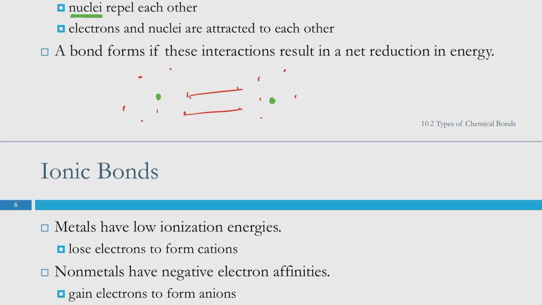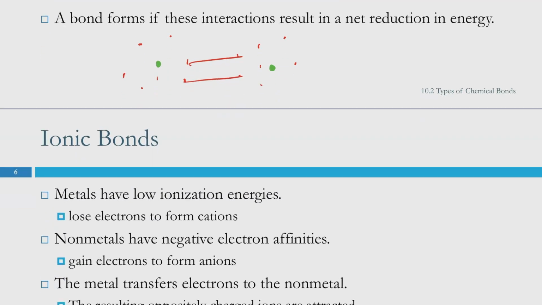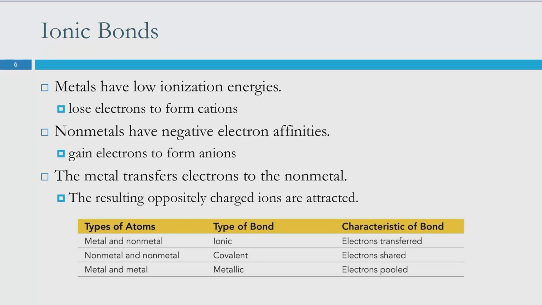What we'll talk about first is ionic bonds. Metals tend to form cations. In case you forgot, cations are positively charged. Nonmetals tend to gain electrons. They form anions. So when metals and nonmetals interact with each other, they can do an electron transfer.